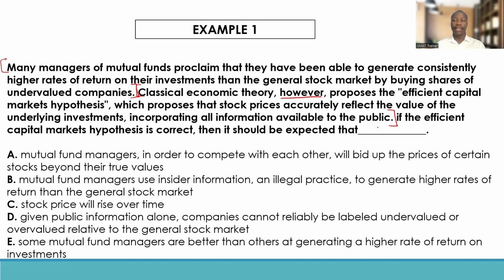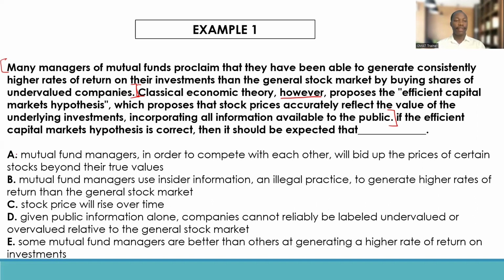So the last sentence, which is incomplete, is the one we are supposed to find an answer choice to complete. It goes ahead and says, if the efficient capital markets hypothesis is correct, then you should be expecting that, meaning given the information in the second sentence, if this is true, if this is factual, then the first idea presented in the first sentence is probably wrong to some extent. So we're looking for an answer choice that agrees with the second sentence and more or less disagrees with the facts presented in the first sentence.